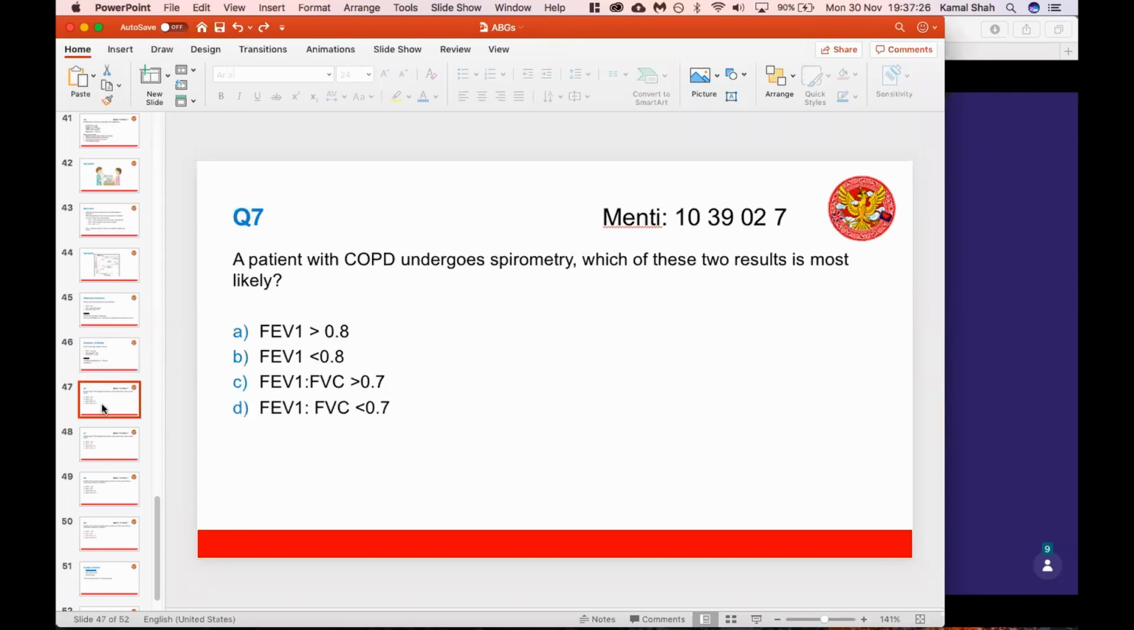So I had a question for you here. A patient with COPD, we've got spirometry. Which of these two results is most likely? I think you'll have access to the slides, so you can look this up later. But as I said before, our FEV1 is reduced and our ratio is also reduced. With pulmonary fibrosis, an example of a restrictive condition, our FEV1 is reduced, but crucially the ratio of FEV1 and FVC isn't reduced as much.